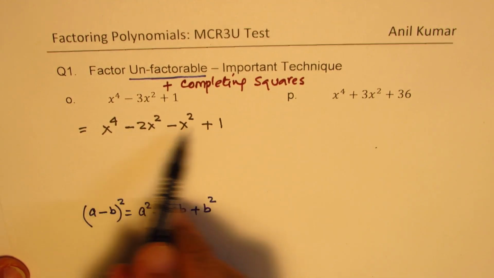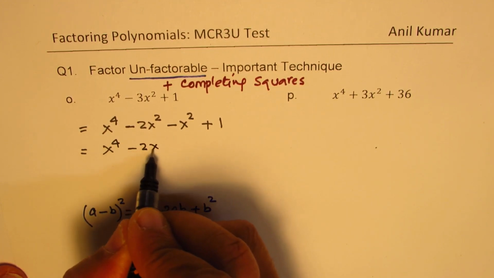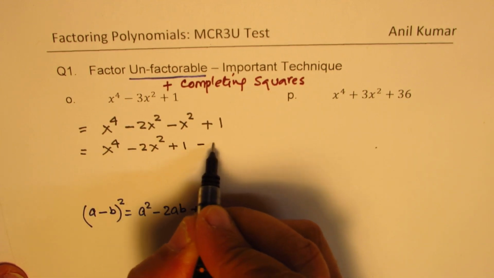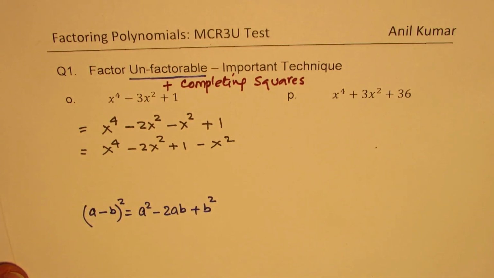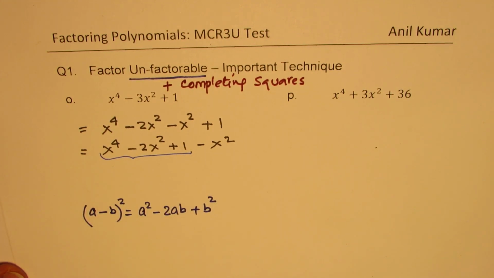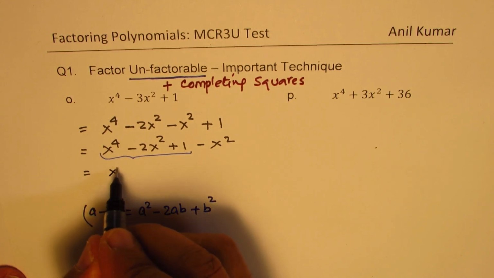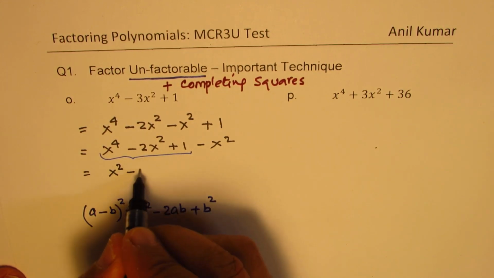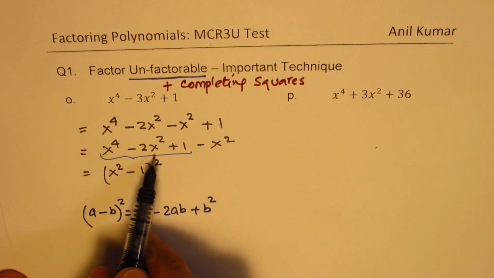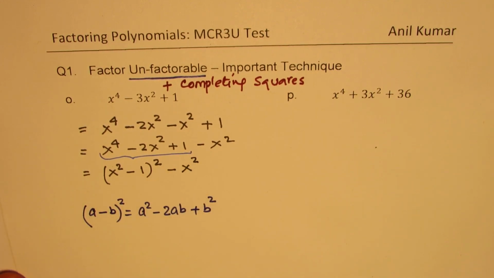Do you see that? So by rearranging, I could now write this as minus 2x square plus 1, and I'm taking this separate, minus x square. Now what you notice here is that these three terms become a perfect square. And therefore, I could now write this as x squared minus 1 whole square. So that will give you x to the power of 4 minus 2x squared plus 1. And here we have minus x squared. Do you see that?